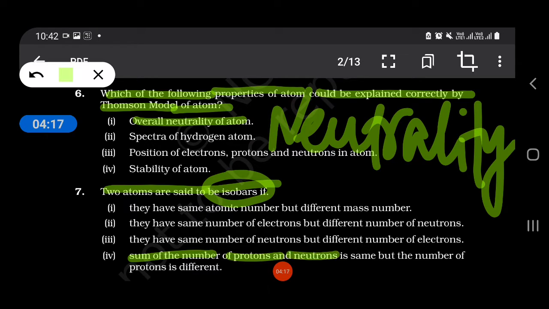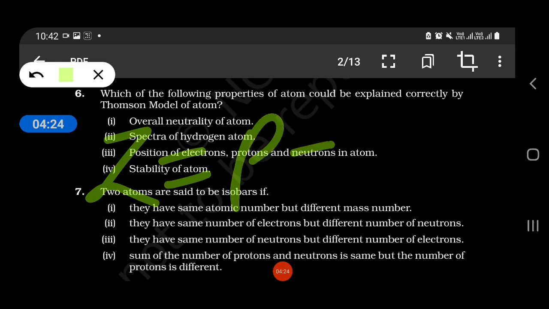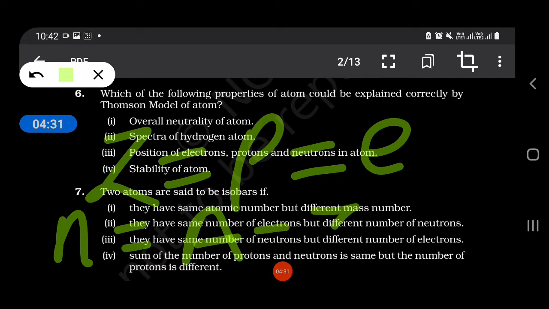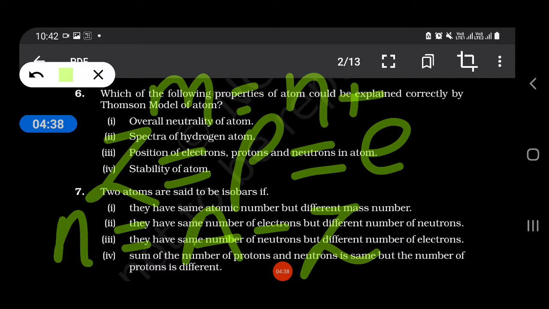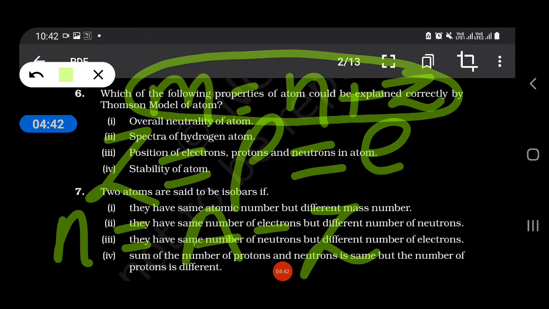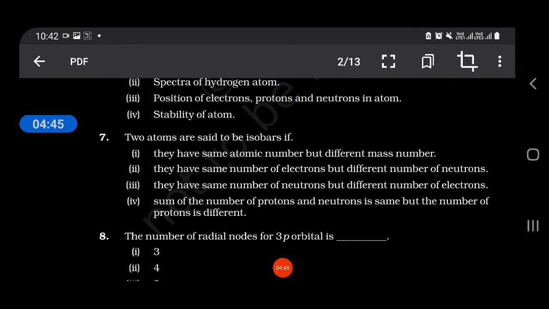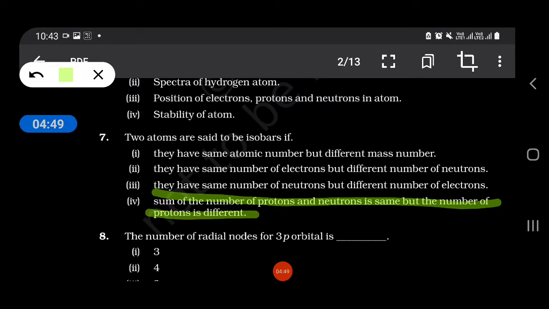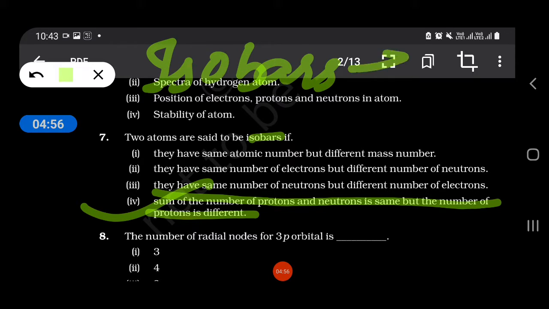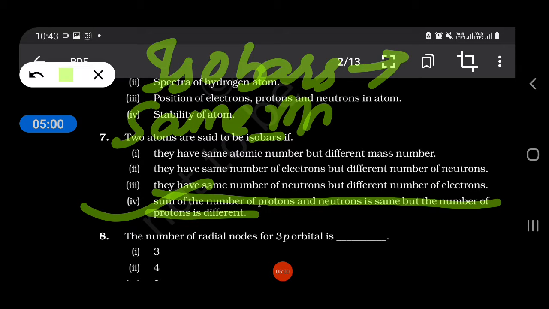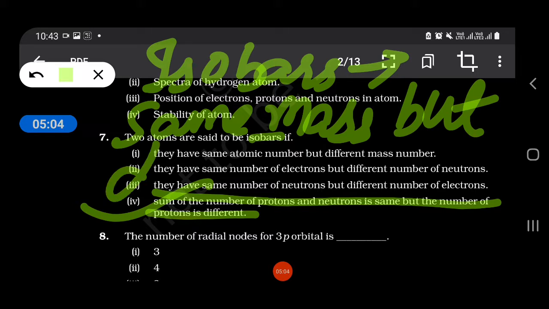the sum of the number of protons and neutrons is the same, but the number of protons is different, because as you know that Z equal to P equal to E, that is atomic number equal to proton number equal to electron number, and neutron equals atomic mass minus Z. And atomic mass is found by N plus Z, that is neutron number plus atomic number. So the sum of the number of protons and neutrons is the same, but the number of protons is different. That is, isobars have the same atomic mass but a different atomic number.